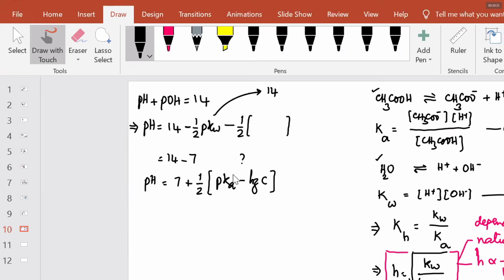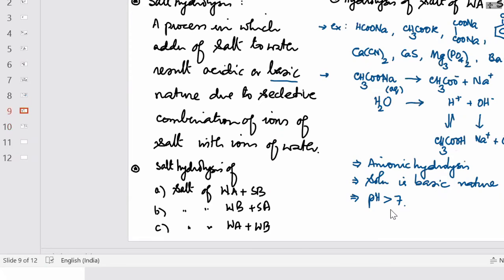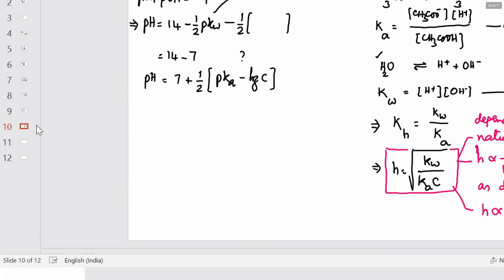Please check once again. Now whatever the answer is here, there will be some number, but this is 7 plus that number. Go back to the discussion of the first page. What was that? pH must be more than 7. Yes, pH is more than 7. Therefore, pH is equal to 7 plus half of some number, but that number should be pK minus log C.